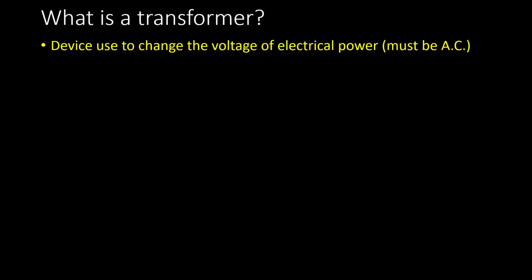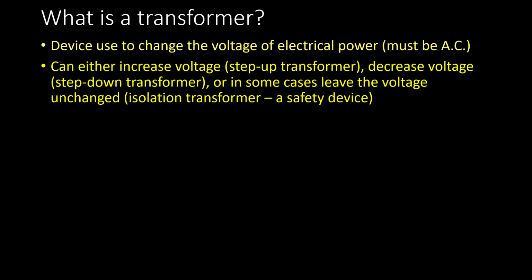They're a device that's used to change the voltage of electrical power. It has to be AC power. I'll come back to that a little bit later. It doesn't work with DC. They can be used to either increase voltage, which is called a step-up transformer. They can decrease voltage, which is called a step-down transformer, or you can have an isolation transformer, which actually just gives you the same voltage, but it's used as a safety device because it reduces the chance of getting an electrical shock.